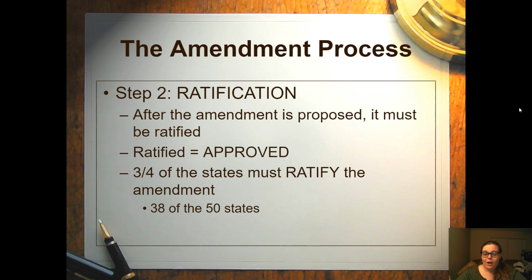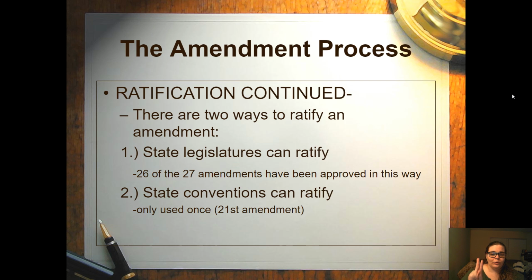So that's how you get it proposed. Now people have to decide, are we going to do this or not? After the amendment is proposed, it must be ratified or approved. Congress proposes it, but they don't get to vote on it to get it added. They just propose it and then it goes to the states. Three-fourths of the states have to approve or ratify the amendment, and if that happens, it gets added to the Constitution. Three-fourths of the states today is 38 of the 50.